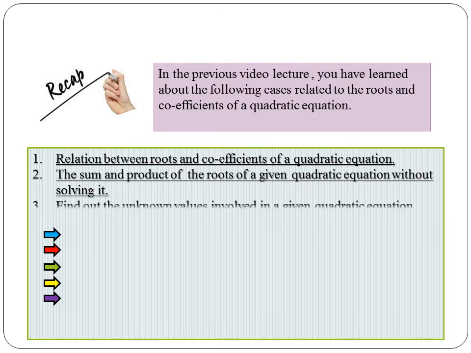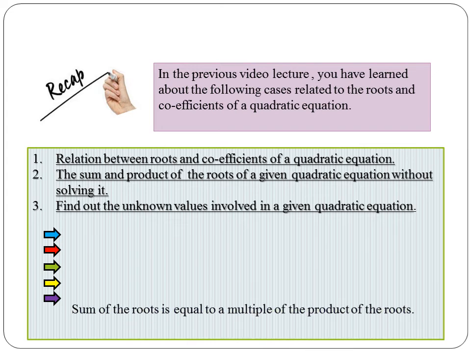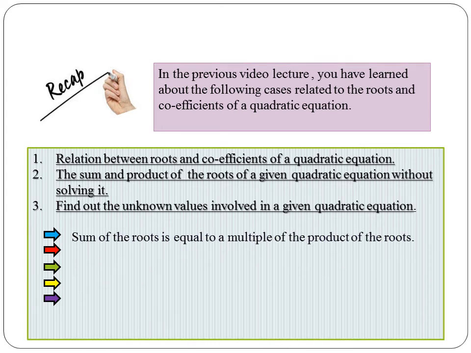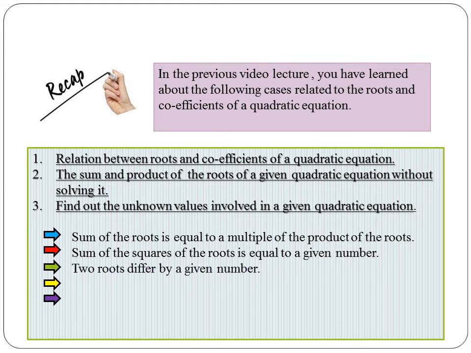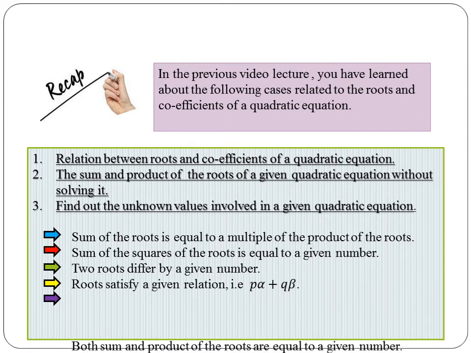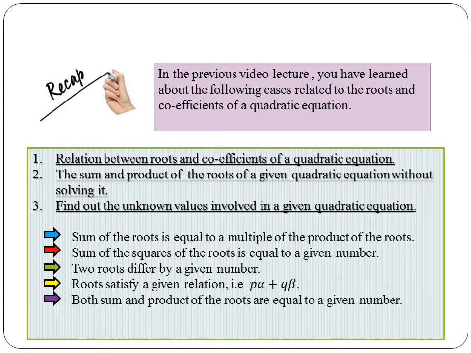And the third one was finding out the unknown values involved in the given quadratic equation, which comprises five further cases. Sum of roots is equal to a multiple of the product of roots. Sum of the squares of roots is equal to a given number. Two roots differ by a given number. The fourth one was roots satisfy a given relation, that is p of alpha plus q of beta, while the last one was both sum and product of roots are equal to a given number.